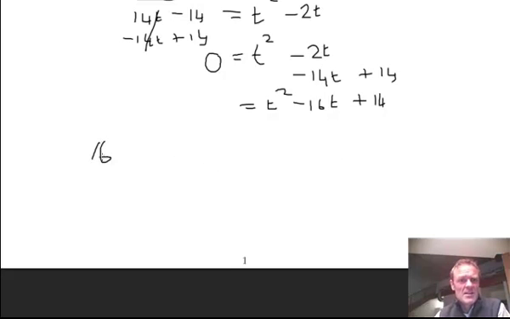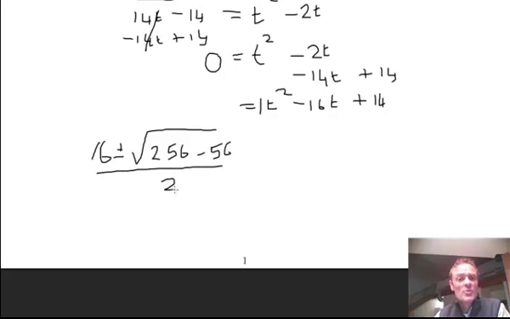Negative b, that's 16 plus or minus the square root of 16 squared, which I believe is 256, minus 4 times 1 times 14, 4 times 14 is 56. Oh, this is not bad actually. I thought it was going to be horrible. All over 2. Now that's 16 plus or minus the square root of 200. That's not going to be too bad to do. All over 2.